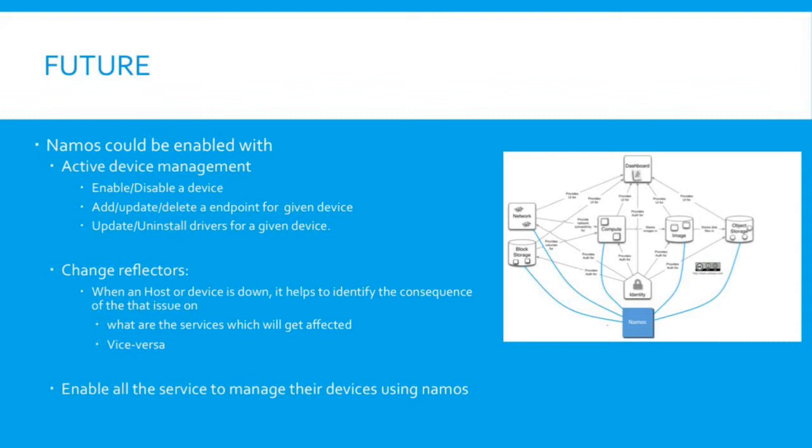And it can be used even as a change reflector. What I mean is, say in a given big deployment, one node is going down or a device is going down. What is the consequence of those changes? Which services will get affected? When the service is going down, which devices are going to lose their functionality? All these things can be captured.